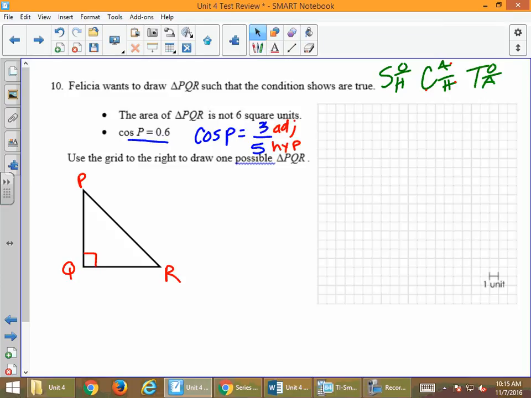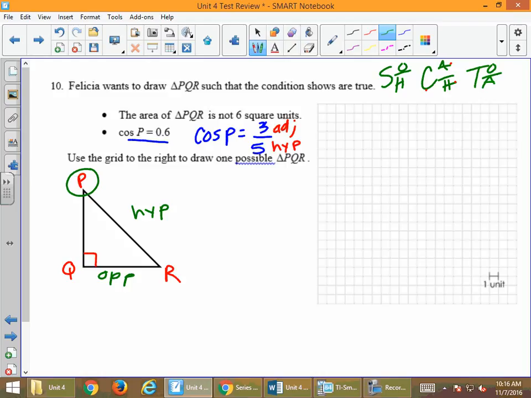Well, to figure out where those exactly are in our triangle, let's label our sides. Let's start at our angle, go across. We label that as our what? Opposite. Okay. Go to your 90, go across. That's our hypotenuse. And the guy left over is our adjacent.